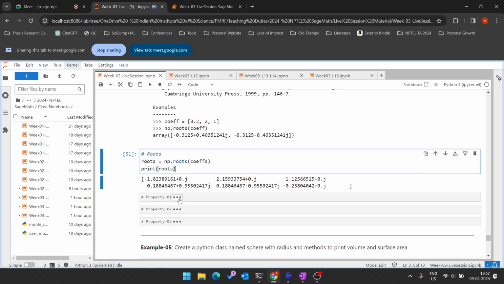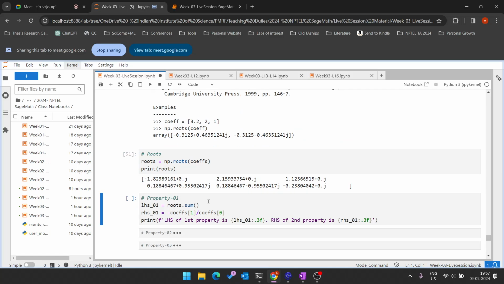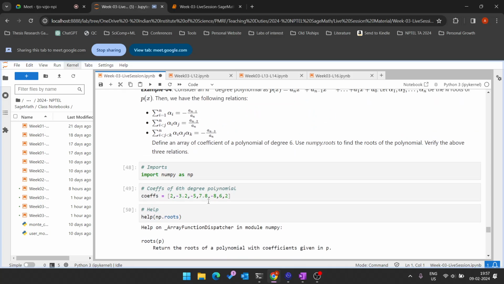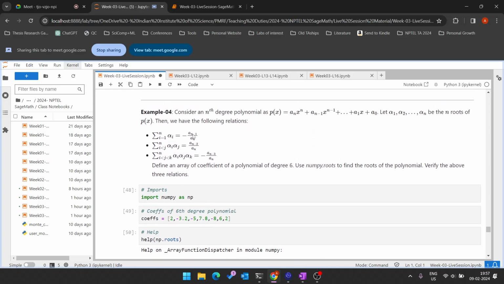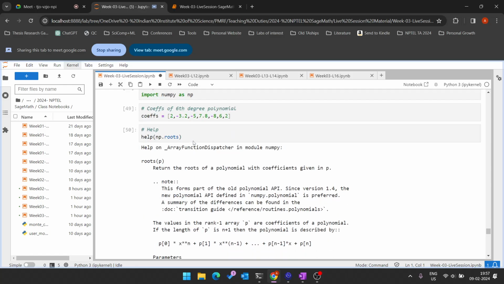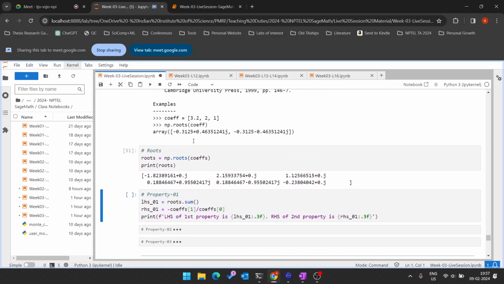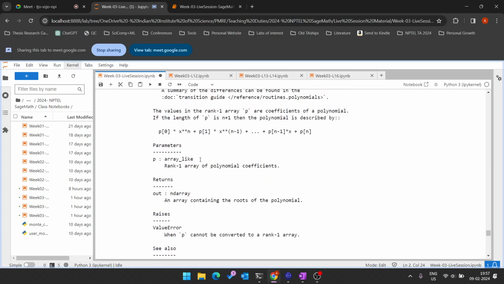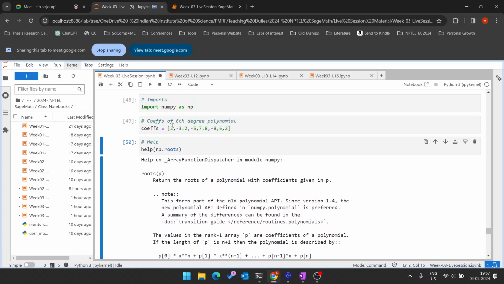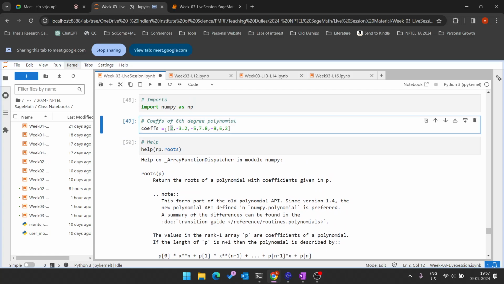Now we move on to the first property. The LHS of the first property is simply the sum of your roots. So we have the sum of our roots, and the RHS is minus a_(n-1) by a_n, which in our case is minus a5 by a6. Note that our coefficients array contains the coefficient of the highest degree first. So this means that our equation reads 2x^6 minus 3.2x^5 minus 5x^4 plus 7x^3, all the way to plus 2.